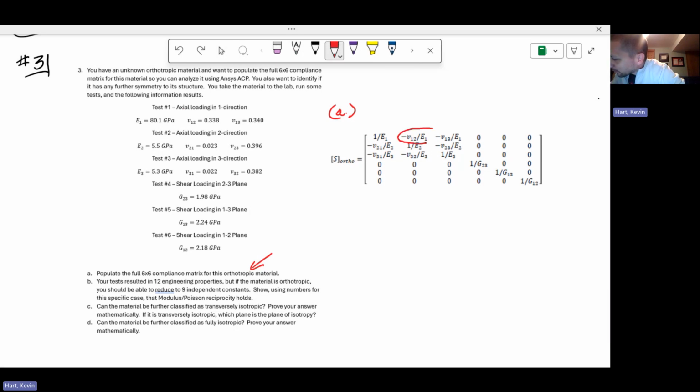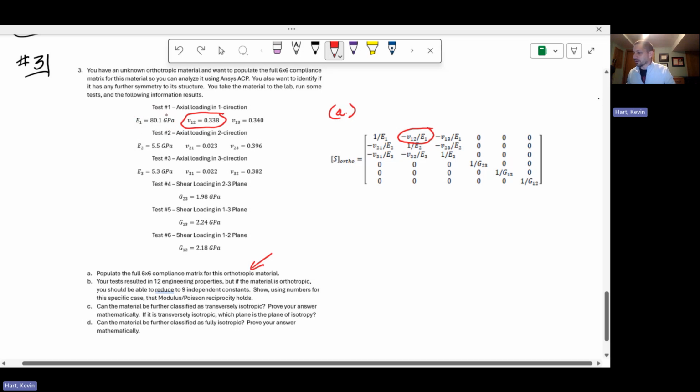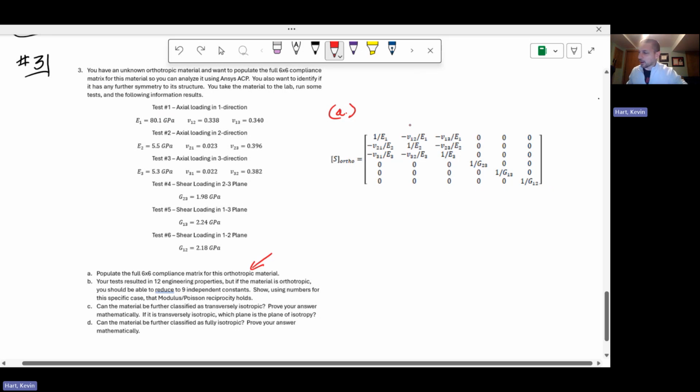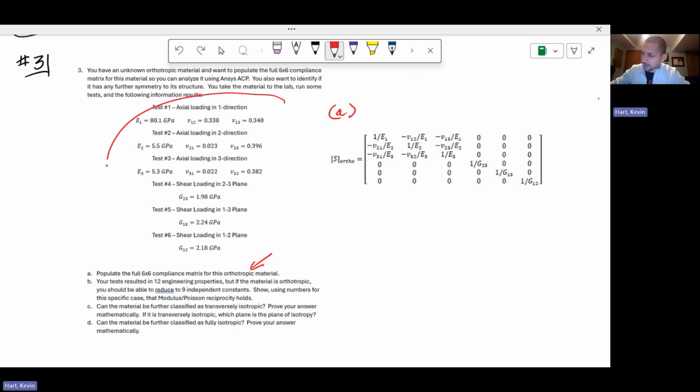Negative nu 1,2 over E1. Okay, well, here's nu 1,2, here's E1. Just punch those in, calculate, okay, well, that's the S12 entry, and so on and so on and so on. Okay, so you can populate all these entries. It would take quite a bit of time. I would say, again, writing code is your best friend here. So write some MATLAB scripts, write some codes to calculate what is this compliance matrix, given all these material properties that we tested in the lab. All right. So you can do that. I don't want to take the time and calculate them all here. That doesn't really make a lot of sense.